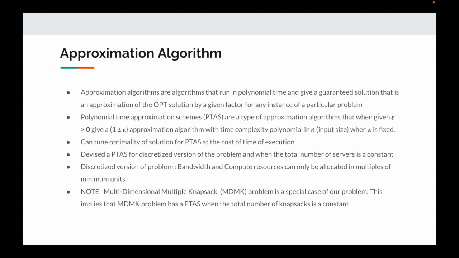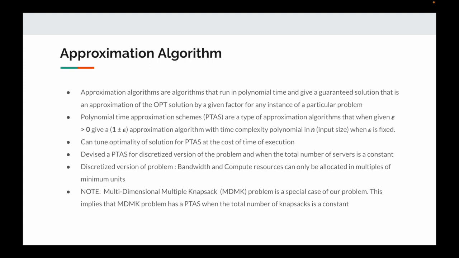Then we devise an approximation algorithm. So approximation algorithms are algorithms that run in polynomial time and give a guaranteed solution that is an approximation of the optimal solution by a given factor for any instance of a particular problem. So a specific kind of approximation algorithm is a PTAS, the definition of which is given.